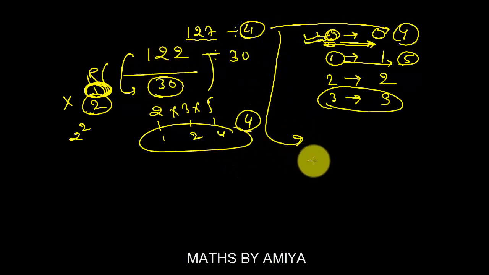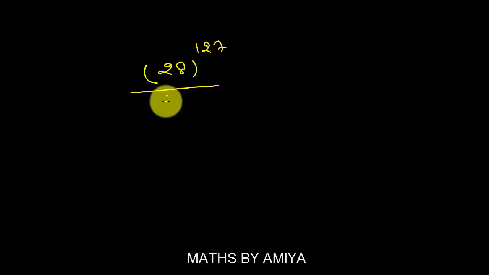122 divided by 3, remainder is 2. 127 divided by 4, remainder is 3. So our answer is 8 directly. I hope it is clear. I am again solving this question with another example. By 48, what would be the remainder?